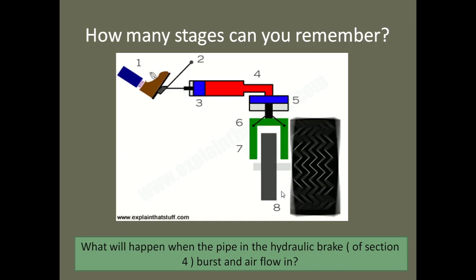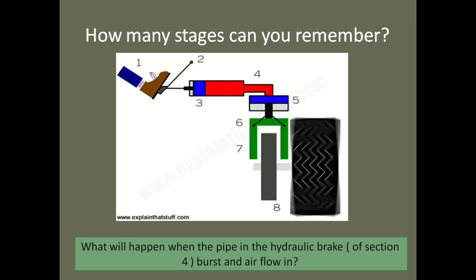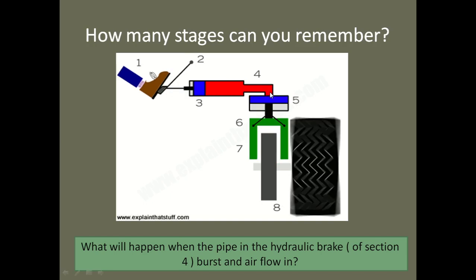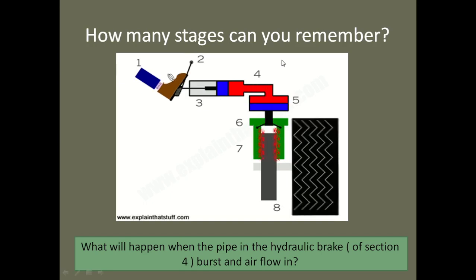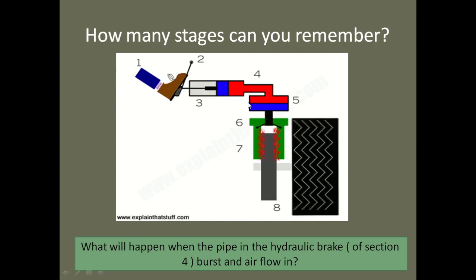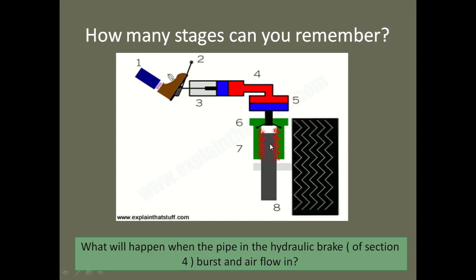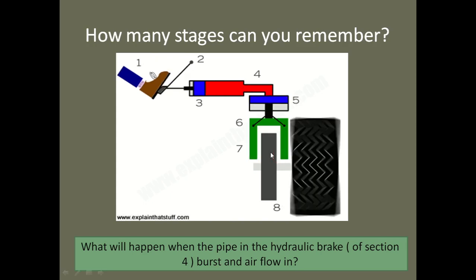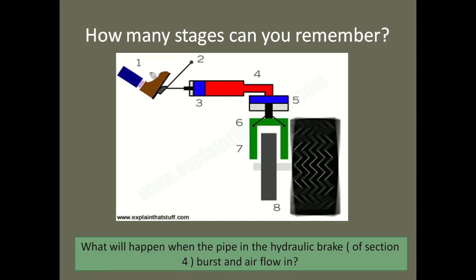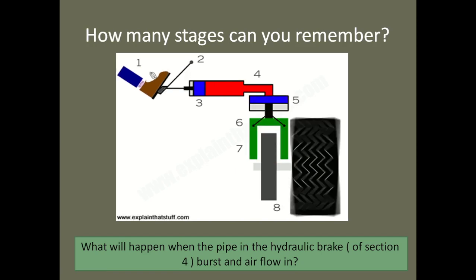Now what will happen when the pipe in the hydraulic brake of section 4, this pipe here, bursts? When the pipe bursts and air flows in, what will happen as this guy is exerting the brake? What will happen? I want you guys to think about this critically and then tell me what will happen in the comment section of Google Classroom.